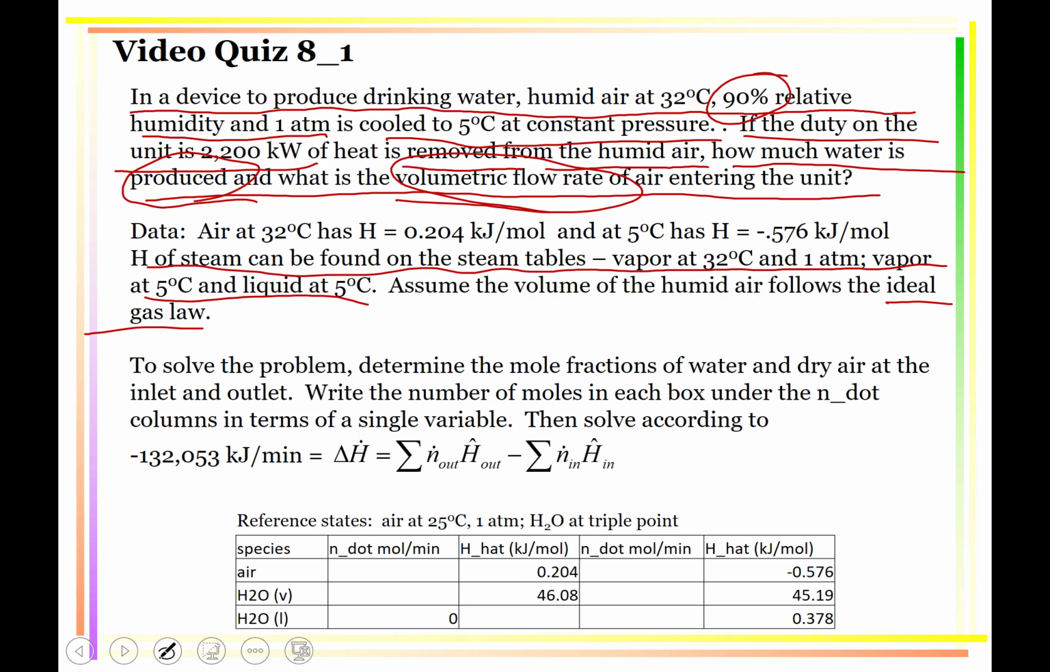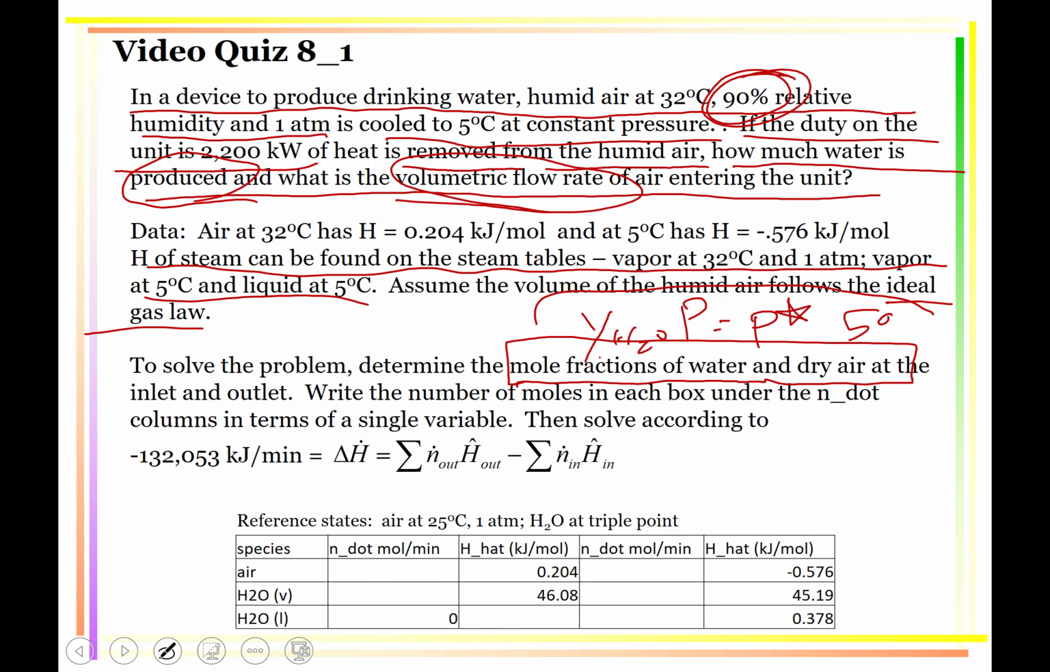Now what you're going to need to do is find the mole fractions of water and dry air. You can do that using Raoult's law: y of H2O times P is equal to P star. In the case where we have 90% relative humidity, you're going to use the relative humidity equation. On the outlet, we will have saturated air, coming out saturated at 5 degrees C, so you can just use Raoult's law for the exit. On the inlet, you need to use the relative humidity information.